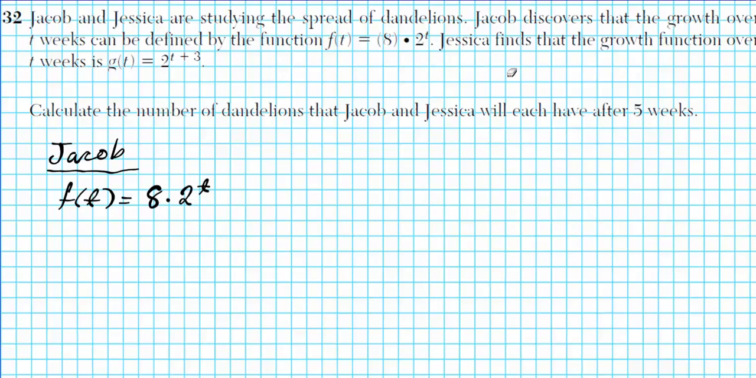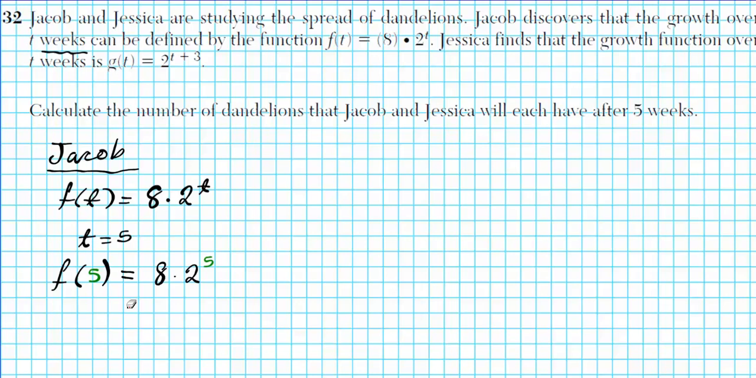So t, as indicated here, is in weeks. So for 5 weeks, we basically have t is equal to 5. So for Jacob, to calculate the number of dandelions he'll have in 5 weeks, we're computing f of 5. Basically replacing all the t's in Jacob's function with 5. So 8 times 2 to the what? To the 5th power.